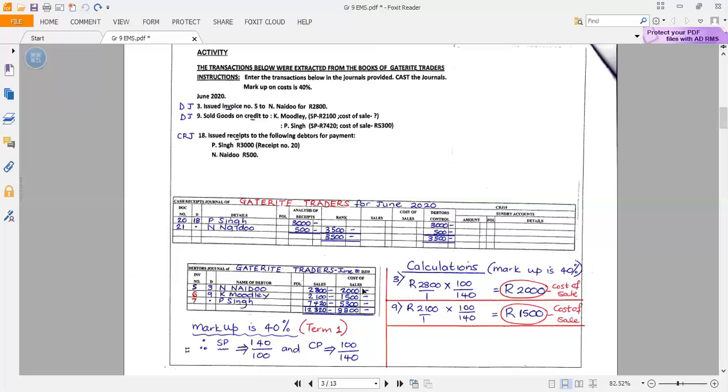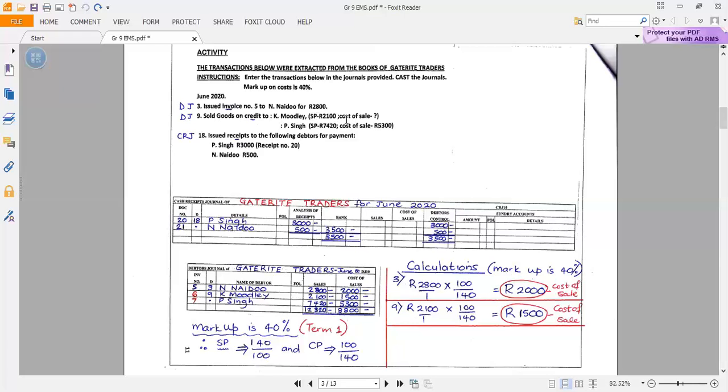Okay. I hope you're following me okay, learners. Let's go to the 9th. They say sold goods on credit. This time they use the word credit, which means immediately we enter it in the debtors journal. So sold goods on credit to K. Mudley. The selling price is 2,100.